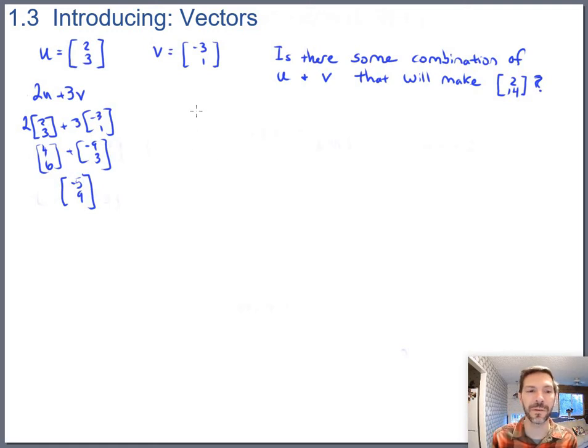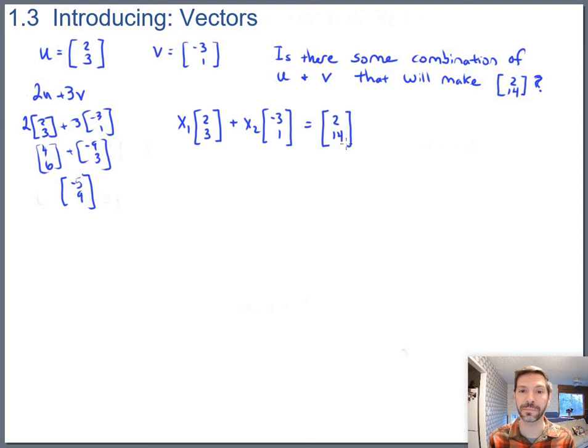So really what we're looking for is we don't know the weights of each vector. We don't know the 2 and the 3. So what we have is an x1 times (2, 3), and an x2 times (-3, 1). And we want that to come out to (2, 14). This is a vector equation. Say, can you combine a couple of vectors to get a different vector as a result?